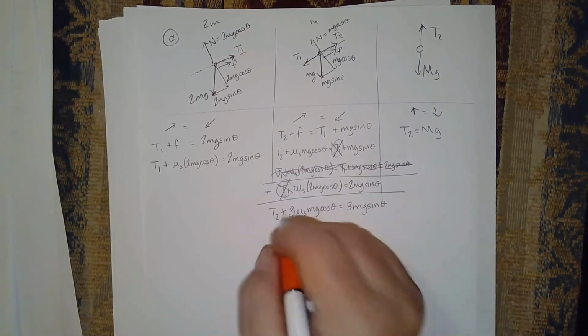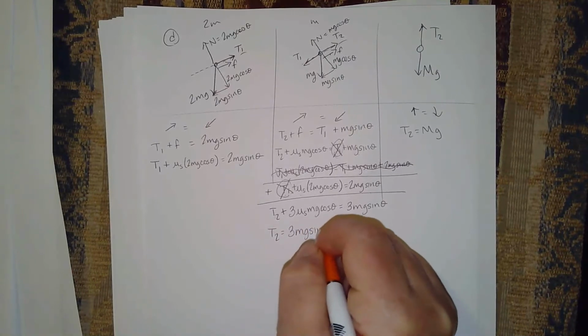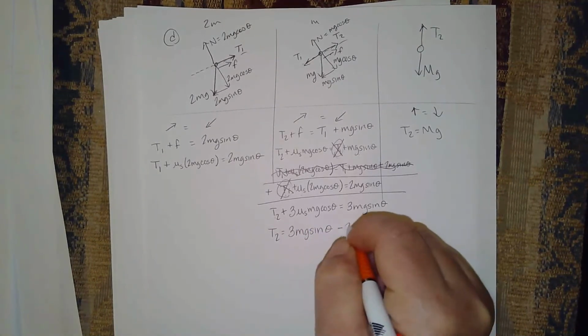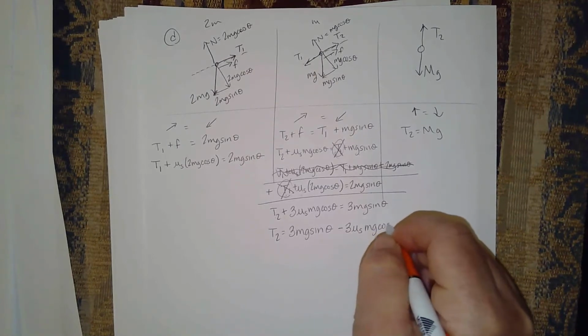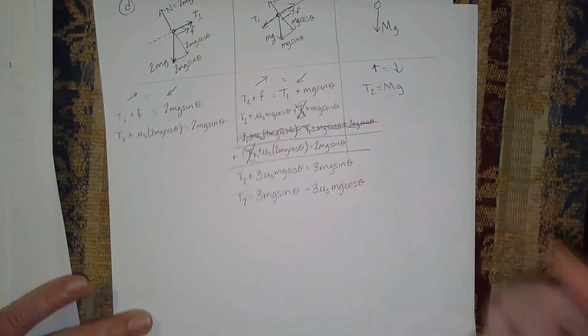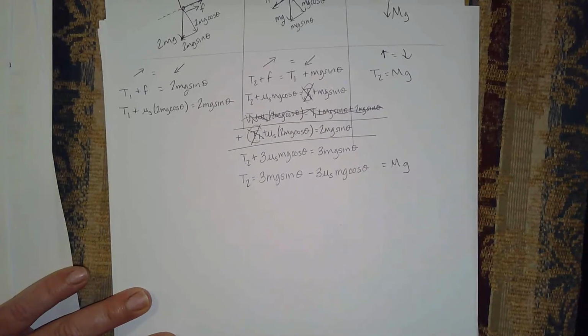So now I can just move this to the other side. T2 is going to be 3 mg sine theta minus 3 mu mg cosine theta. And then I'm going to take that and put it in this. So I'm going to set that equal to big M times g.